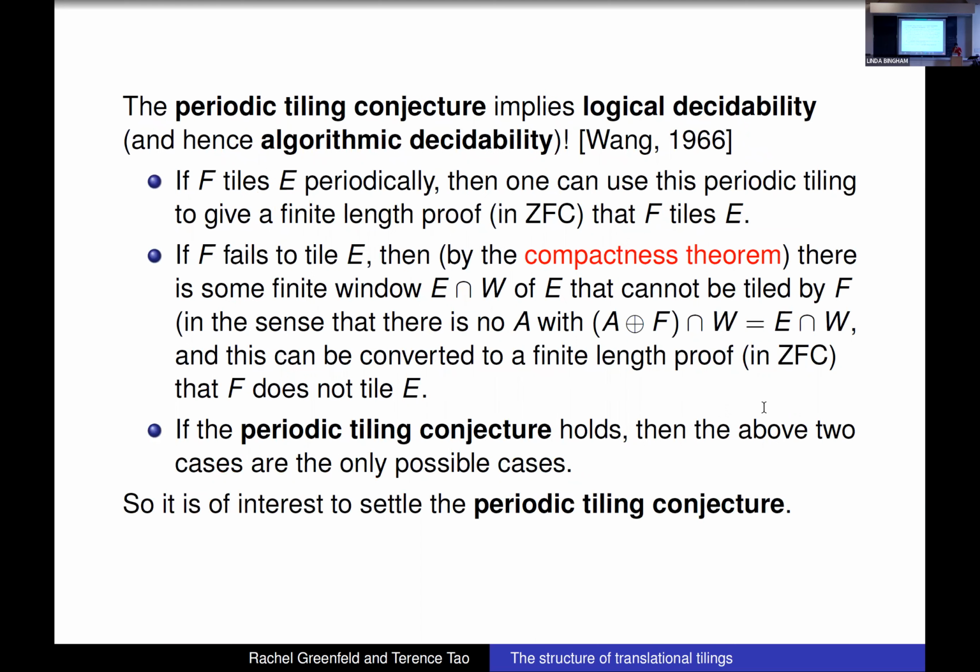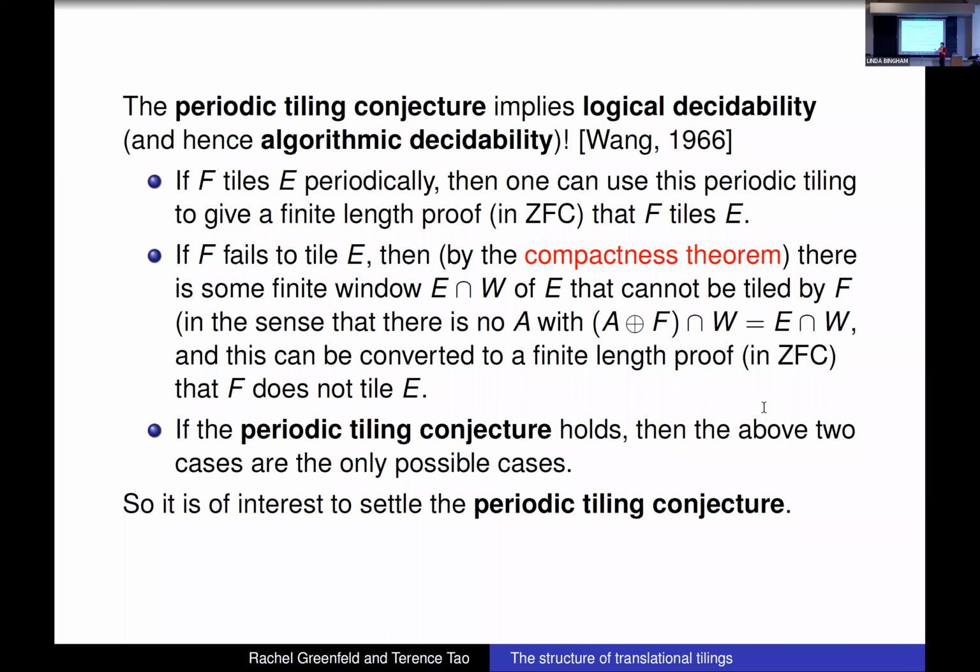And the second connection, which was observed by Wang in the 60s, is that if this periodic tiling conjecture is true, that every tiling can be repaired to a periodic tiling, then that implies that the tiling problem is logically decidable, and hence by what I just said, it's also algorithmically decidable. Okay, so why is this?